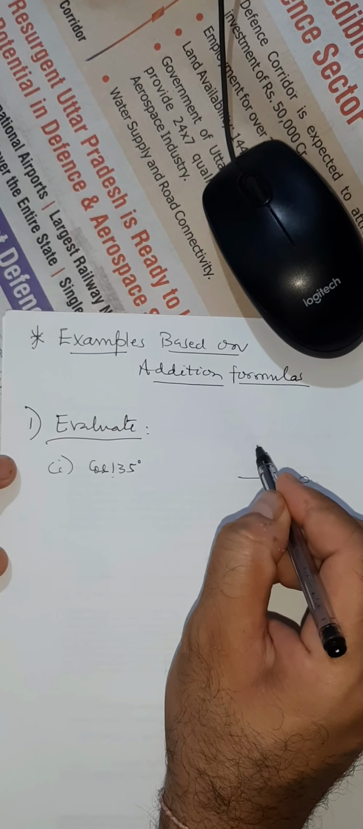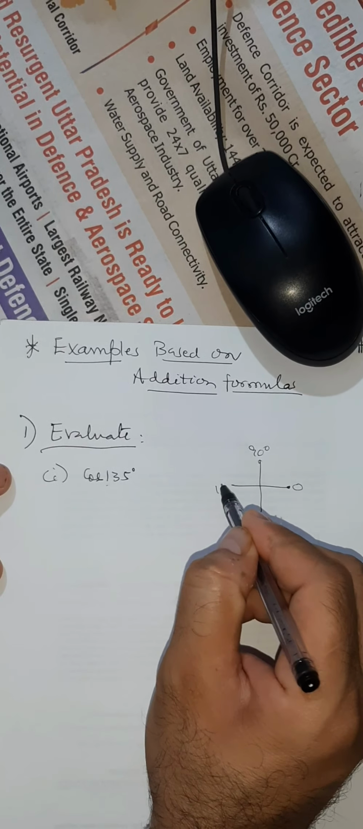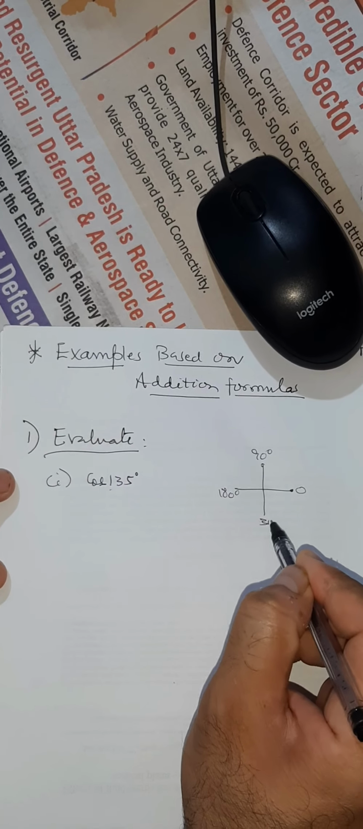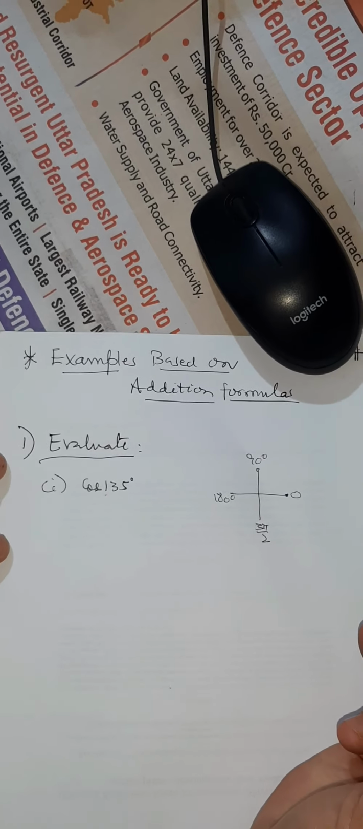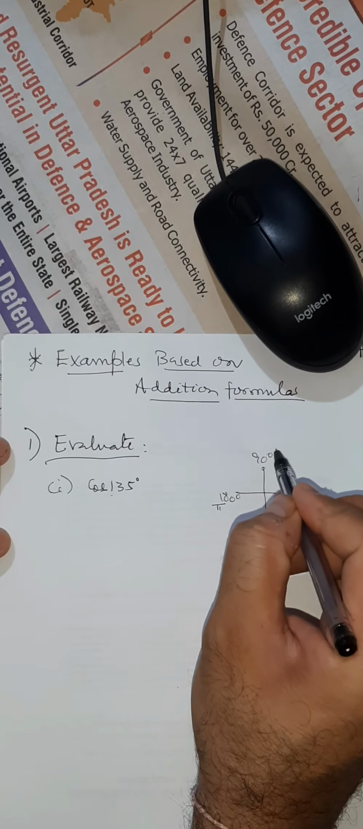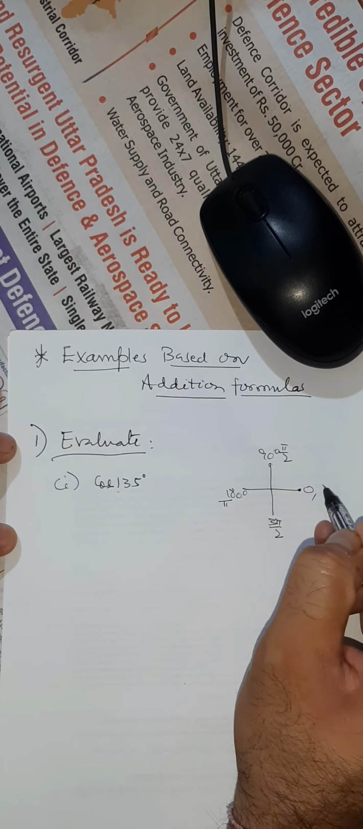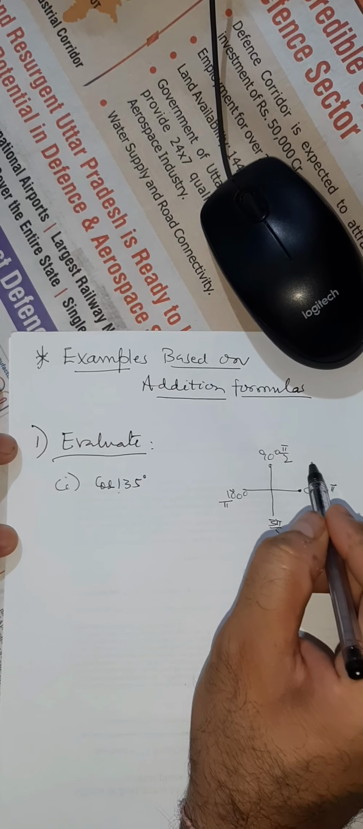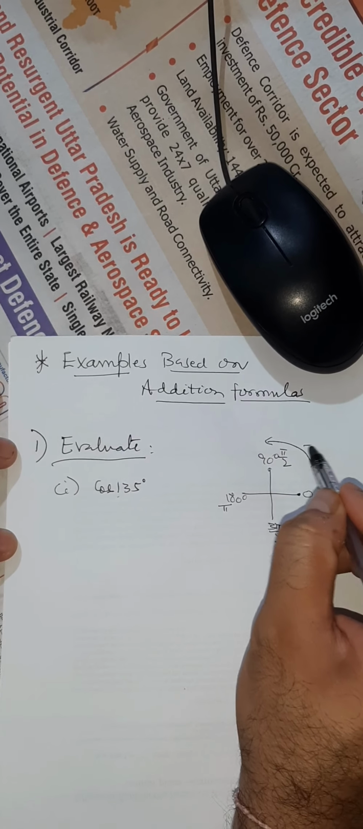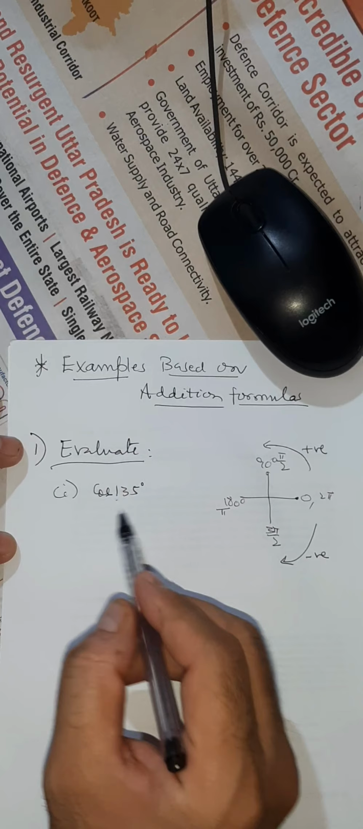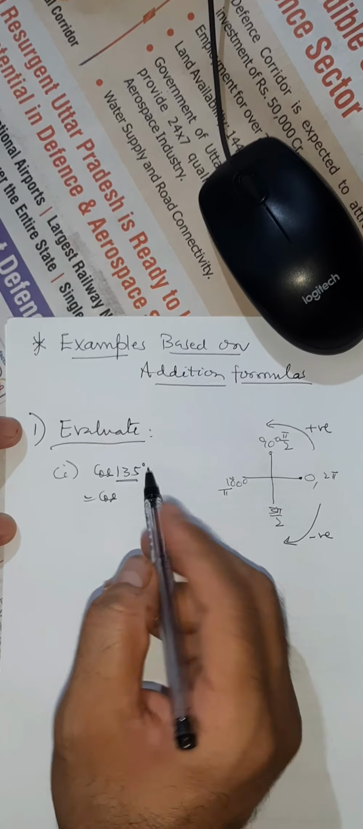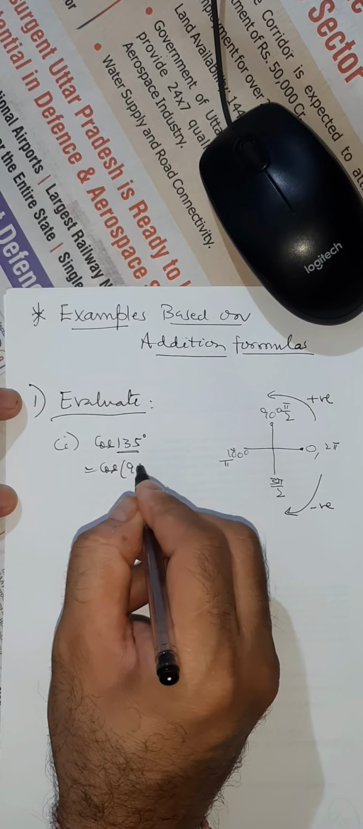You know, here 0, here 90, here 180, here 3 pi by 2, that is 270, and so on. So this is pi by 2, this is 0, 2 pi, and so on. Positive anti-clockwise, negative clockwise. So I'll rewrite like this. Cosine 135, one way is you can write 90 plus 45.